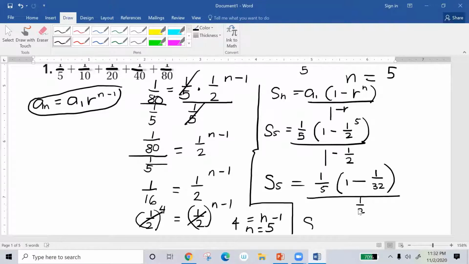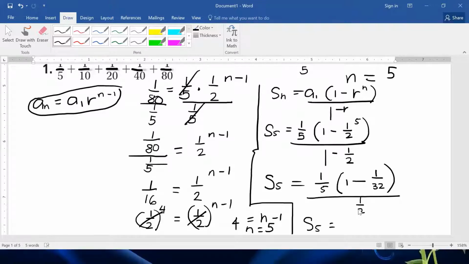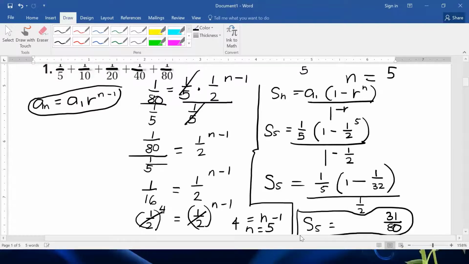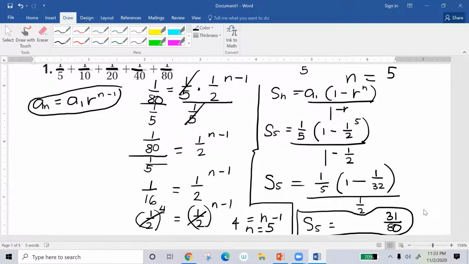Okay, next. What is 1 minus 1 over 32? It will be 31 over 32. Then multiply it by 1 over 5. After you get the answer, divide it by 1/2. So your answer will be 31 over 80. So it means the sum of the first 5 terms is 31 over 80. Okay, next.